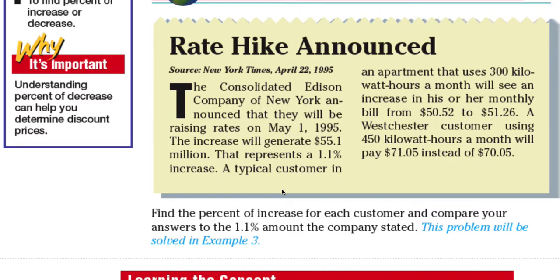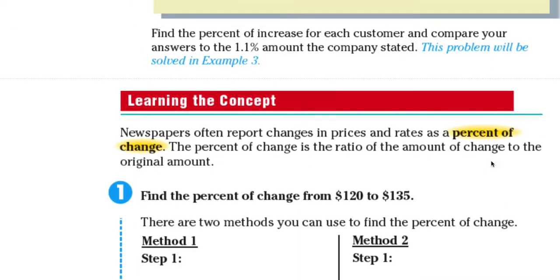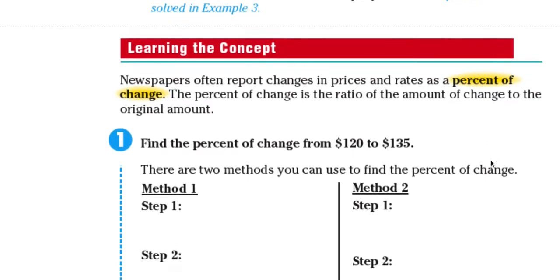What it's saying is this: we want to find out if it's really true that $50.52 raising to $51.21 is a 1.1% increase. Okay, and the same thing with $71.05 to $70.05. Okay, so before we do that, let's learn the concept.